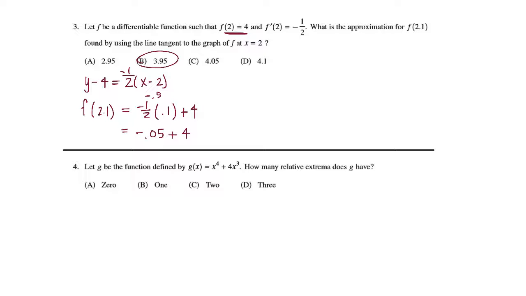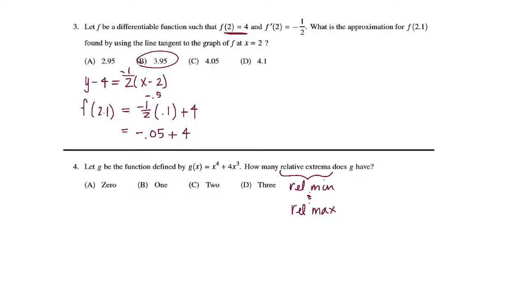For number 4, we need to see how many relative extrema G has. In other words, how many relative mins and maxes? So here, don't let the terms bother you if you need to, and I highly recommend that you do this. Where you see relative extrema, remind yourself that means you're talking about a relative min and a relative max. So make sure you do a good reminder there.